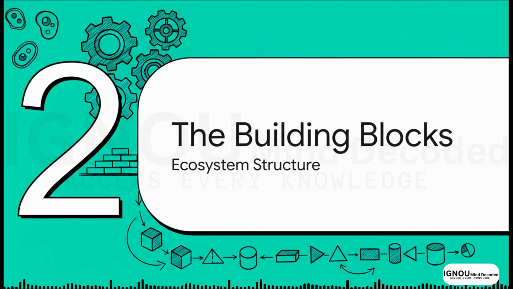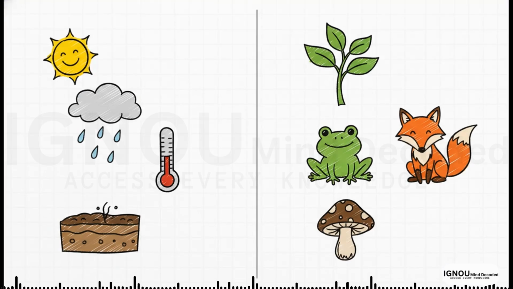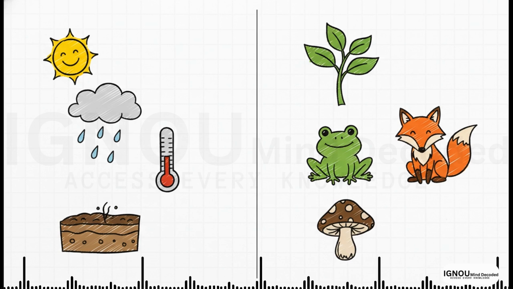Okay, so we know what an ecosystem is. Now let's take it apart and look at the pieces. What are the essential building blocks of any ecosystem? You'll find that every single ecosystem, no matter where it is, is made of two main kinds of parts. First, you've got the abiotic components. Remember, that's all the non-living stuff. Sunlight, temperature, water, the minerals in the soil, you name it. And then you have the biotic components. That's just the scientific word for all the living organisms. All the plants, animals, fungi, and bacteria that call that place home.